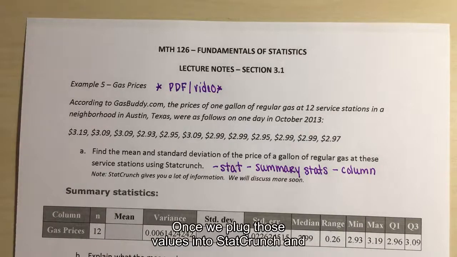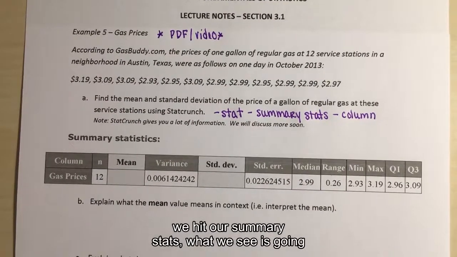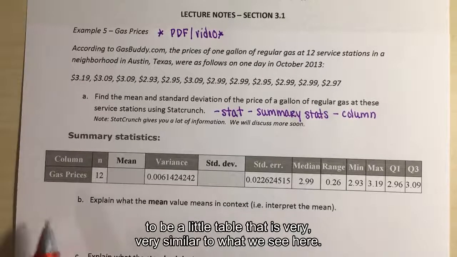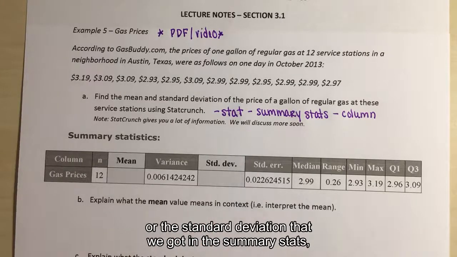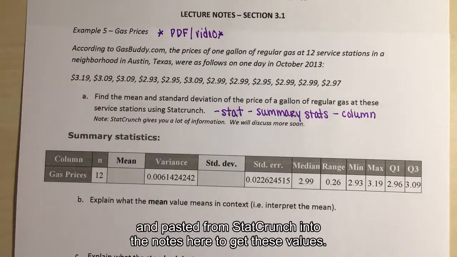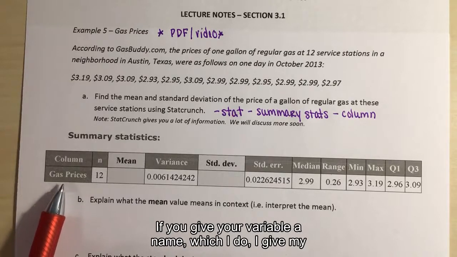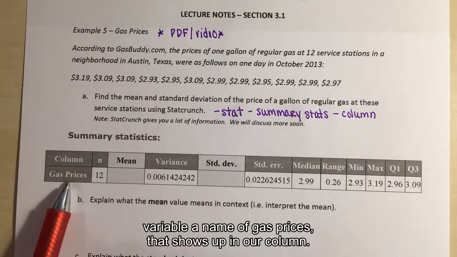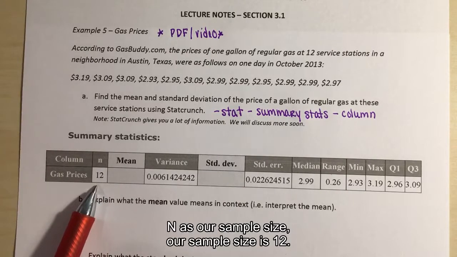All right, so once we plug those values into StatCrunch and we hit our summary stats, what we see is going to be a little table that is very, very similar to what we see here. The only thing I did is I didn't include the mean or the standard deviation that we got in the summary stats. But other than that, I literally just copied and pasted from StatCrunch into the notes here to get these values. So notice that the first thing it gives us is the column. So if you give your variable a name, which I do, I give my variable a name of gas prices. That shows up in our column. N is our sample size. Our sample size is 12.